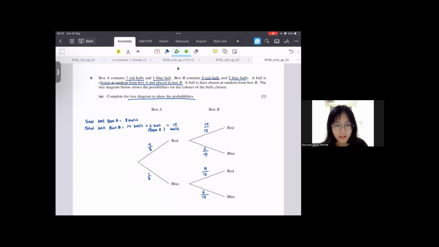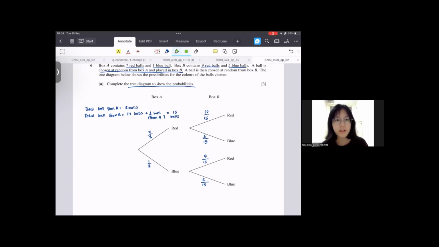Box A contains 7 red balls and 1 blue ball. Box B contains 9 red balls and 5 blue balls. A ball is chosen at random from box A and then placed in box B, and a ball is then chosen at random from box B. The tree diagram below shows the possibilities for the colors of each of the balls chosen. Complete the tree diagram to show the probabilities. So here we're given a tree diagram to complete.